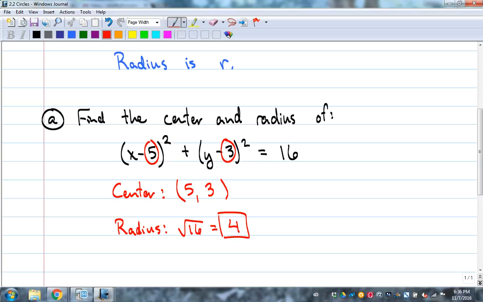Okay. So we're going to go in this direction first where we have the equation. We're going to find the center and the radius. And then we're going to go to the other direction in just a minute where we're given a center and a radius, and they tell us to write the equation. That's really all we're doing with this section.